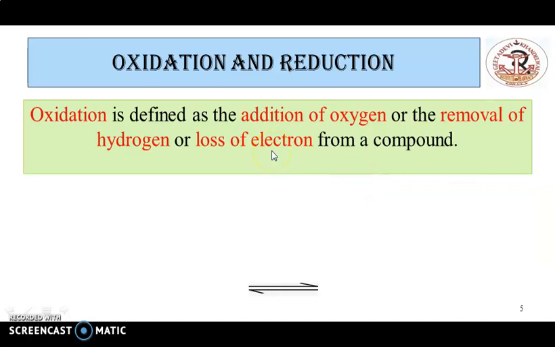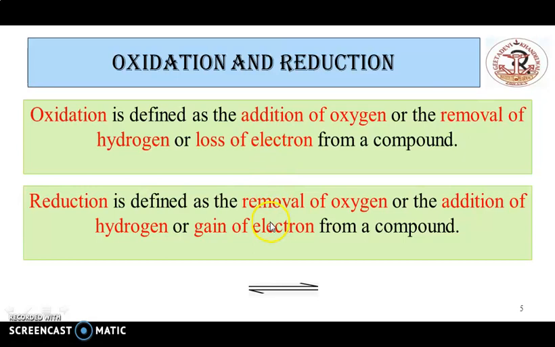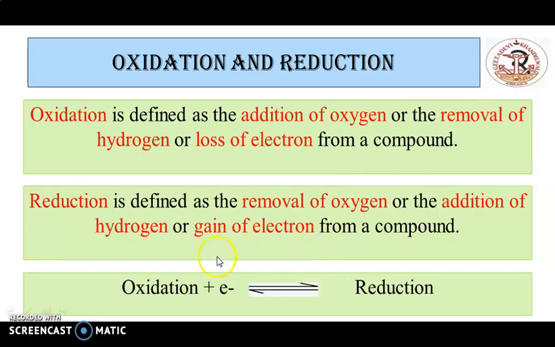In oxidation, loss of electron takes place, and in reduction gain of electron takes place. So let us see the reaction. See here, from oxidation loss of electron takes place, and after gaining this electron reduction takes place. Simply, oxidation is loss of electron and reduction is gain of electron.